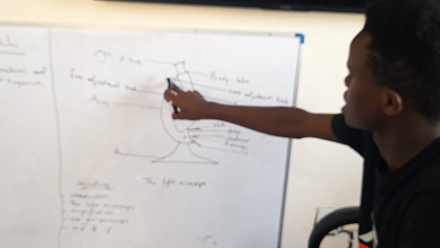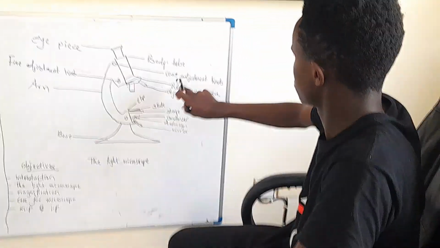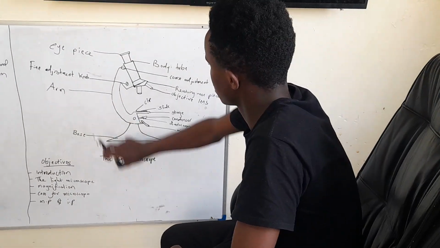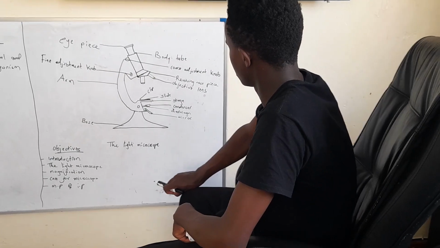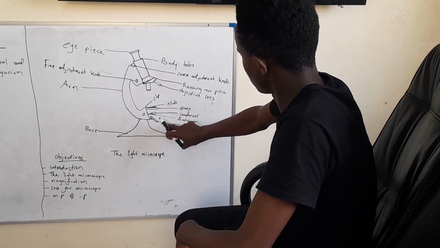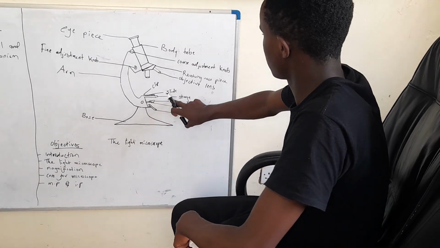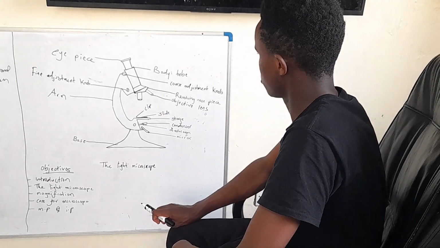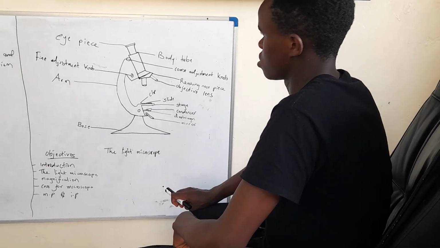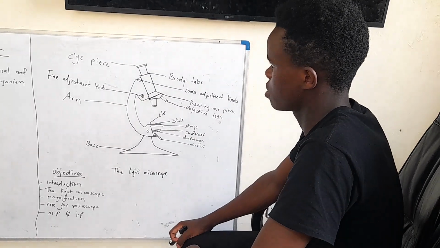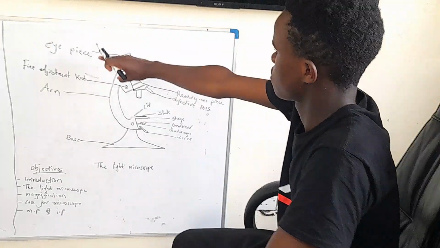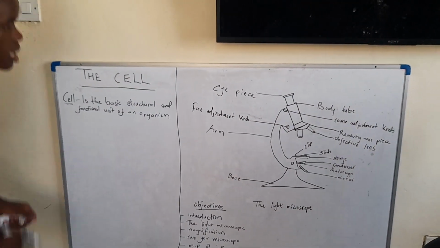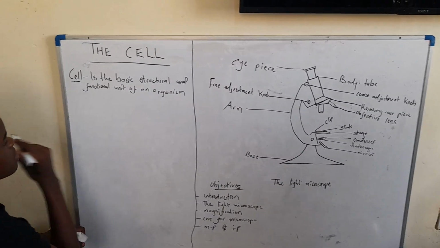We have the coarse adjustment knob just here. We have the fine adjustment knob also here. The microscope has an arm as well. We have the base, a mirror, a diaphragm, a condenser, a stage, and a slide clip. So we are going to look at the function of each of these parts of the microscope, going from upward to downward. I'm going to write them here for your revision. So let's start with the eyepiece.